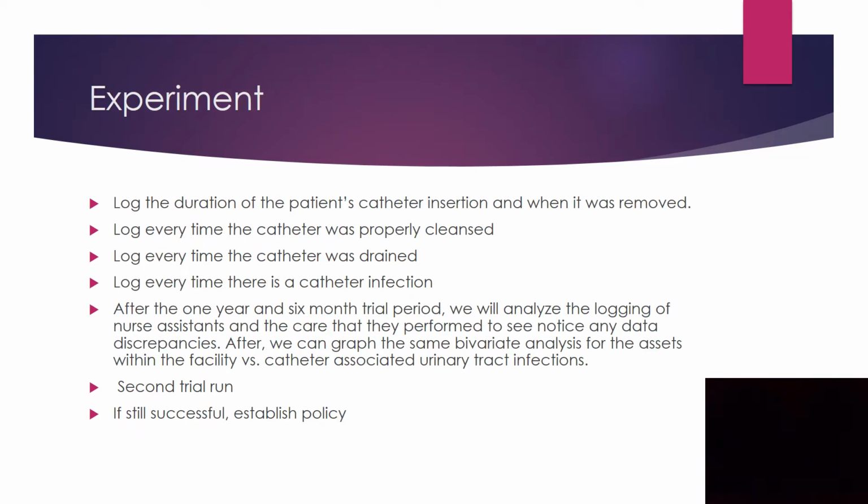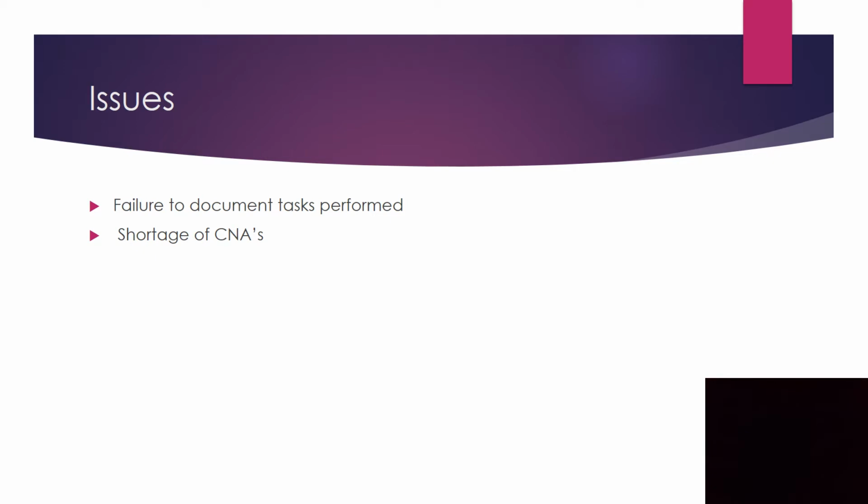Now, the experiment will consist of CNAs logging duration of catheter insertions and removal, when properly cleaned, drained, and any other changes. After the trial period of 1 year and 6 months, we will run another bivariate analysis just like the one produced earlier in the presentation. The test will be performed a second time, and if successful, then the policy will be established at the facility. Issues that can arise that would complicate the results of the testing period would be the failure to document tasks performed and the failure to find CNAs who would even want a job.